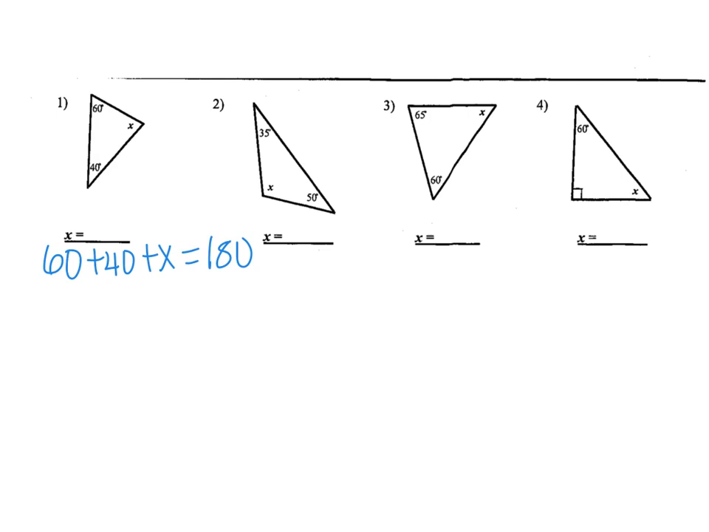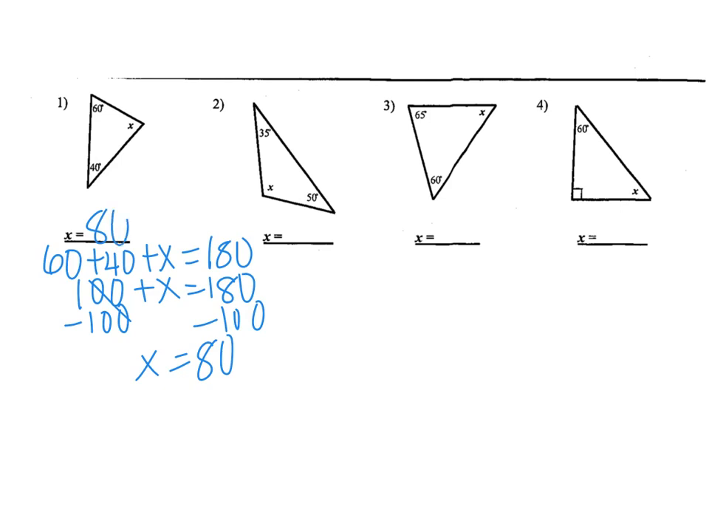All right, I'm going to go ahead and solve this equation. So 60 plus 40 is going to give me 100, plus x equals 180. And if we subtract 100 on both sides, we are left with x equals 80. So that means our missing angle in this problem is 80 degrees.